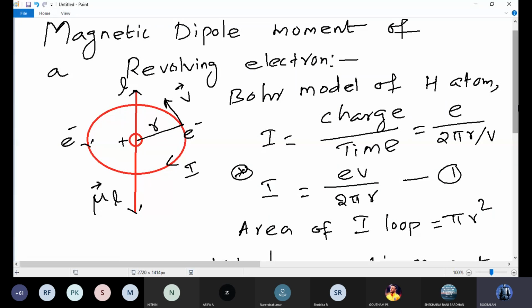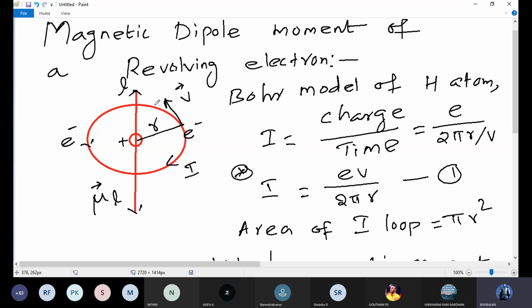Listen everyone. Magnetic dipole moment of a revolving electron. I will take one positive charge, and an outer electron is there. The electron is revolving around the nucleus, which is the positive charge. Nucleus means protons and neutrons, but we consider only the positive charge.